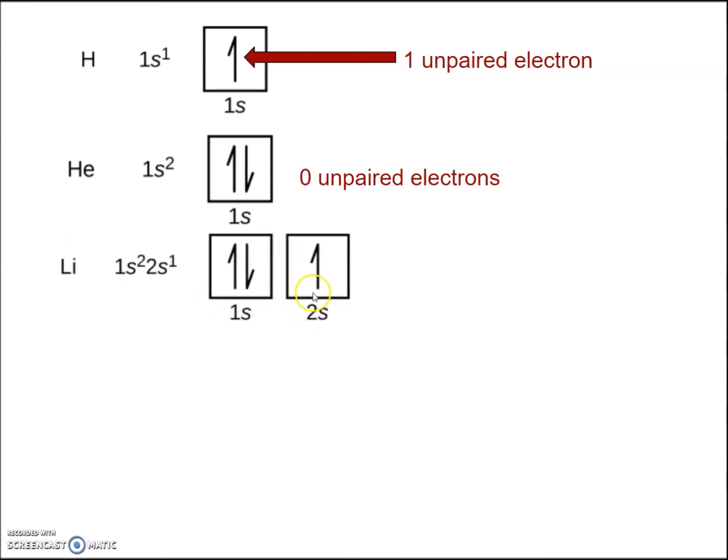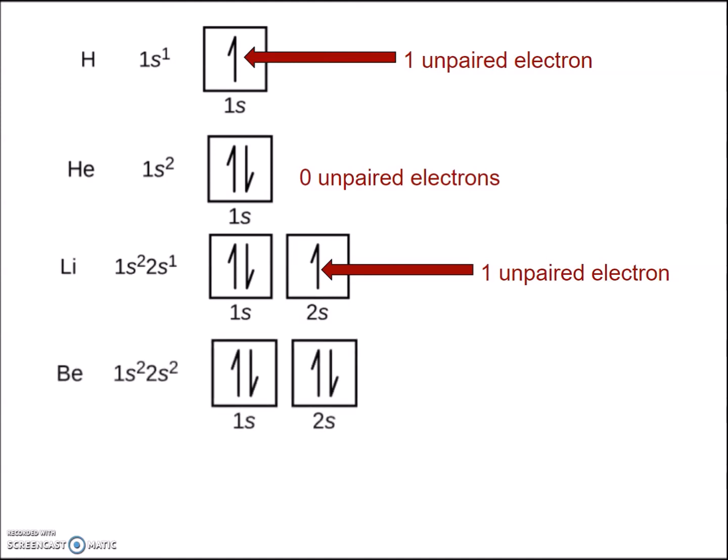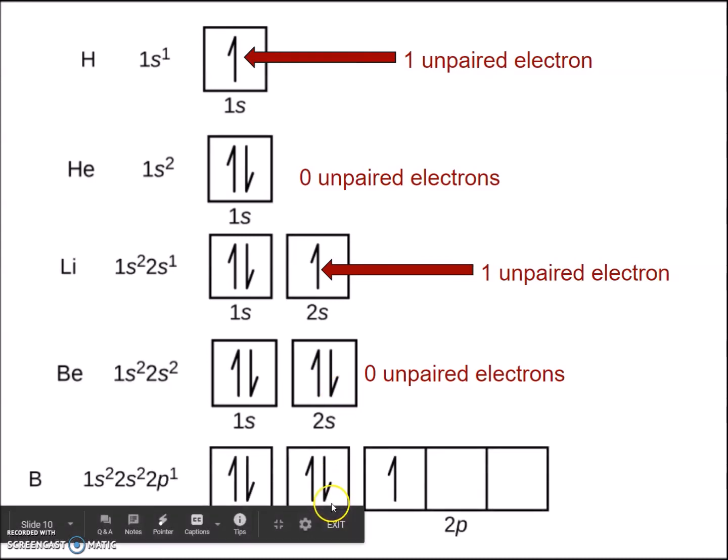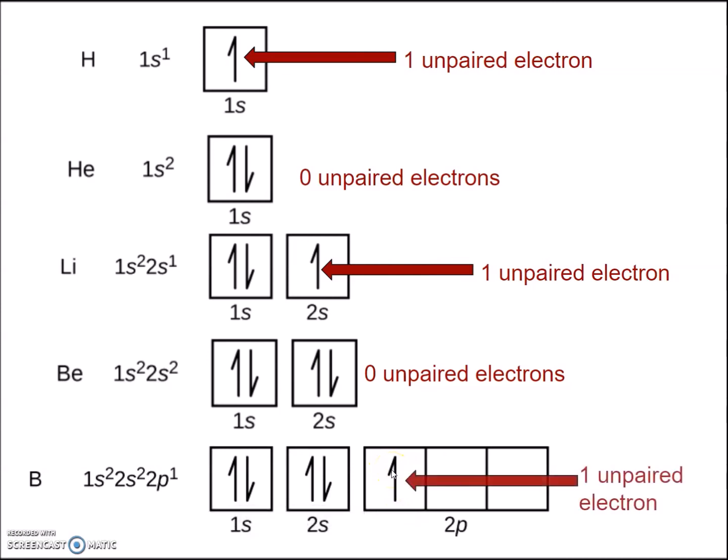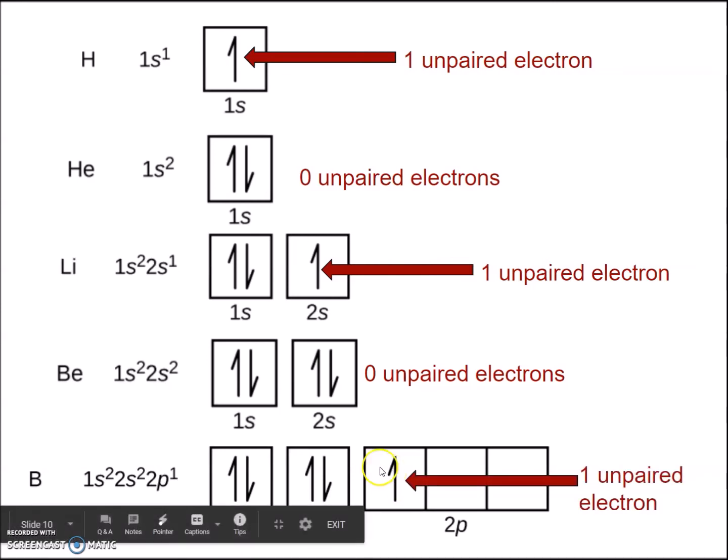Lithium has 1 electron in the 2s sublevel. Yes, it's unpaired. So there is 1 unpaired electron in lithium. Beryllium, everything's paired up. Each of the boxes has a doubly occupied arrow situation. No unpaired electrons in beryllium. Boron has one electron in the 2p sublevel. That one is unpaired, so one unpaired electron in boron.